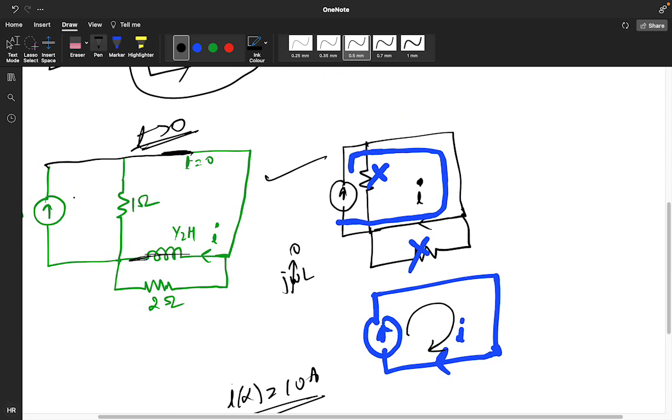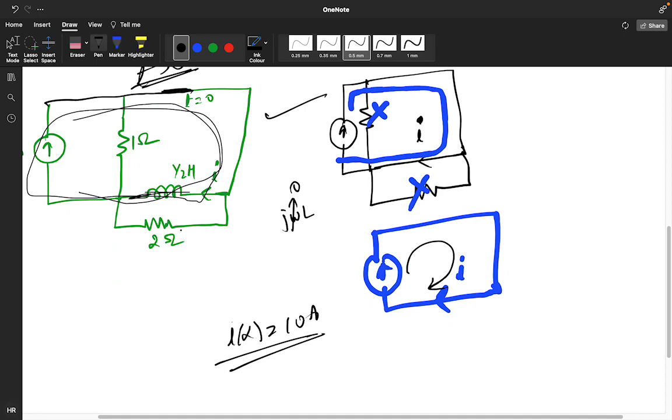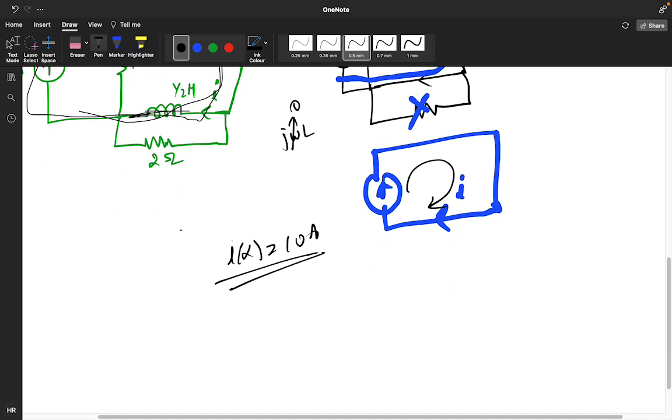If this is short circuited, current will directly flow from this. It won't go in this. It will not distribute. And here also, it will not distribute between this and this. Okay guys, so you got the value of I infinite. I infinite is equal to 10 ampere.